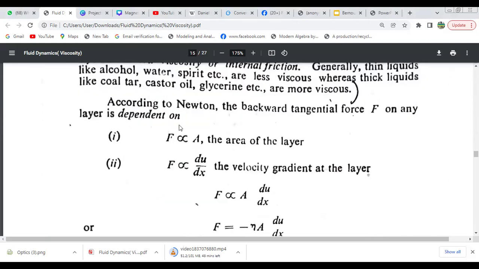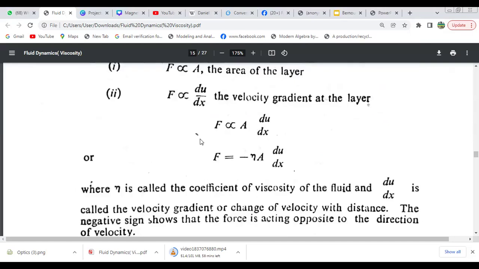So the force is proportional to the area of the layer. And secondly, this force will be proportional to the velocity gradient at the layer, that means du by dx. So the force is proportional to A multiplied by du by dx, and therefore F equals eta A du by dx.